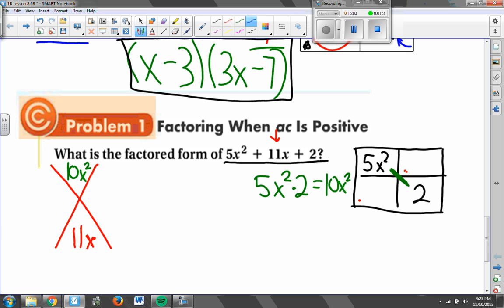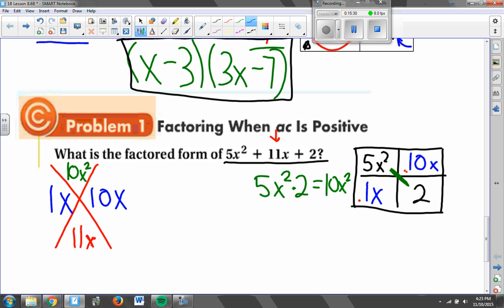Well, things that multiply to be 10 would be 1 and 10. Good news here, that already works out. 1 and 10 add up to be 11 and multiply to be 10. I just need to make sure I have an x on both. So now my two missing boxes of my generic rectangle, if I go back over here, are 1x and 10x. Yes?